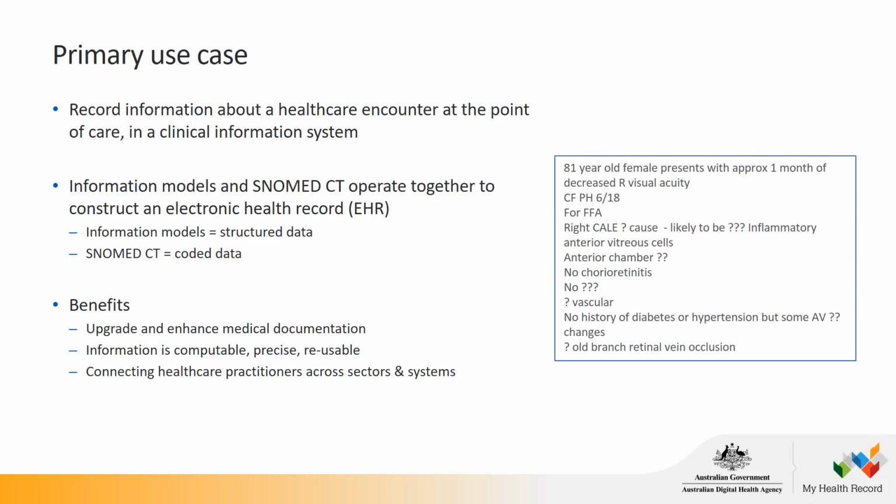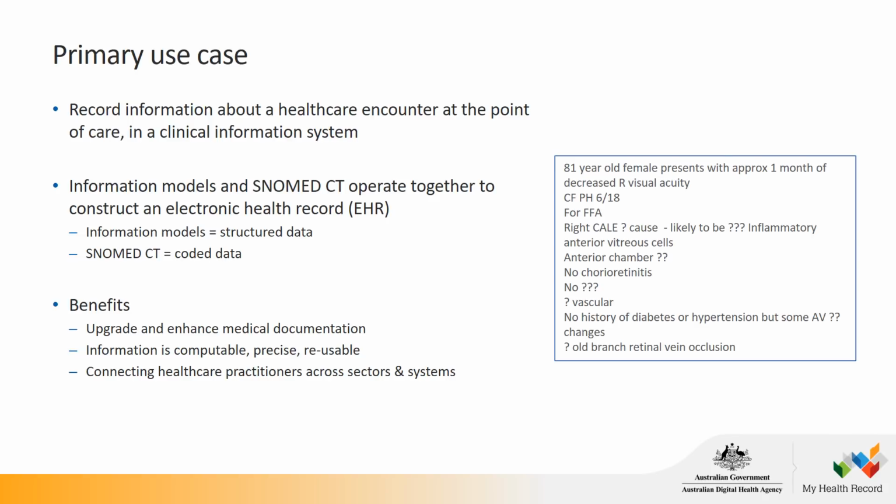Information models and SNOMED CT need to work together to make effective electronic health records. The information model provides the structured data, so if you can imagine it's the form with encodable data elements. SNOMED CT gives you the value of each of the encodable data elements, and it is the combination of this structured and coded data that is shared and understood between multiple systems.